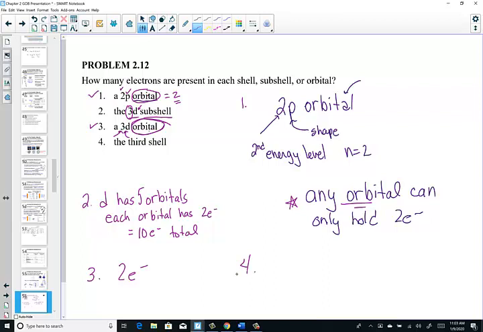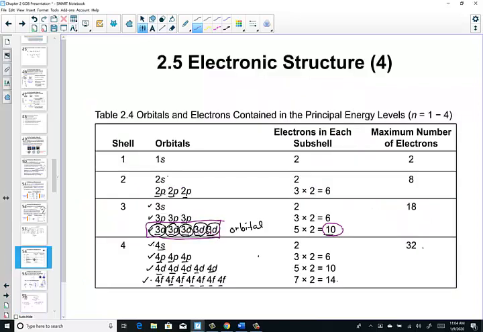And the fourth, the third shell. So n equals 3. Think about what that means. The entire third energy level, how many electrons total? We'll have 2 in the S-shaped clouds, 6 more in the P-shaped clouds, and 10 more in the D-shaped clouds to give us a total of 18.